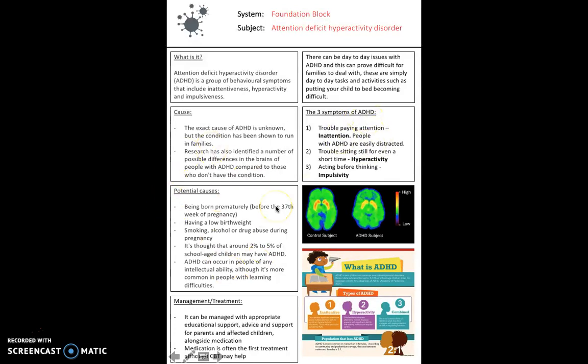Here we've listed some potential causes, so not necessarily definite causes, because being born prematurely does not necessarily mean your child will have ADHD, but it may increase the risk, as will having a low birth weight, if the mother smokes, drinks alcohol or abuses drugs during the pregnancy, and it's thought that around 2 to 5% of school-aged children may have ADHD, so the prevalence is actually a lot higher than you would imagine.